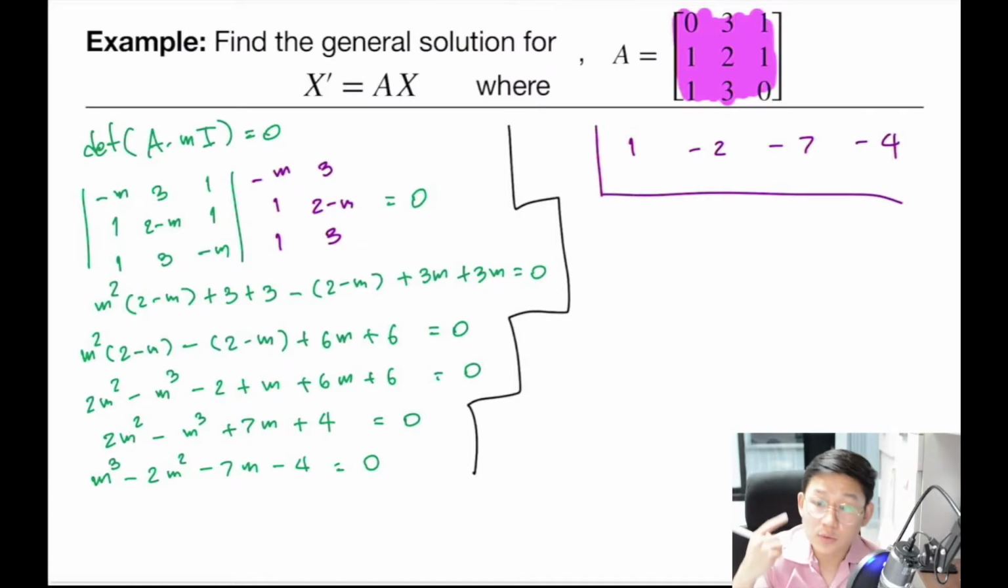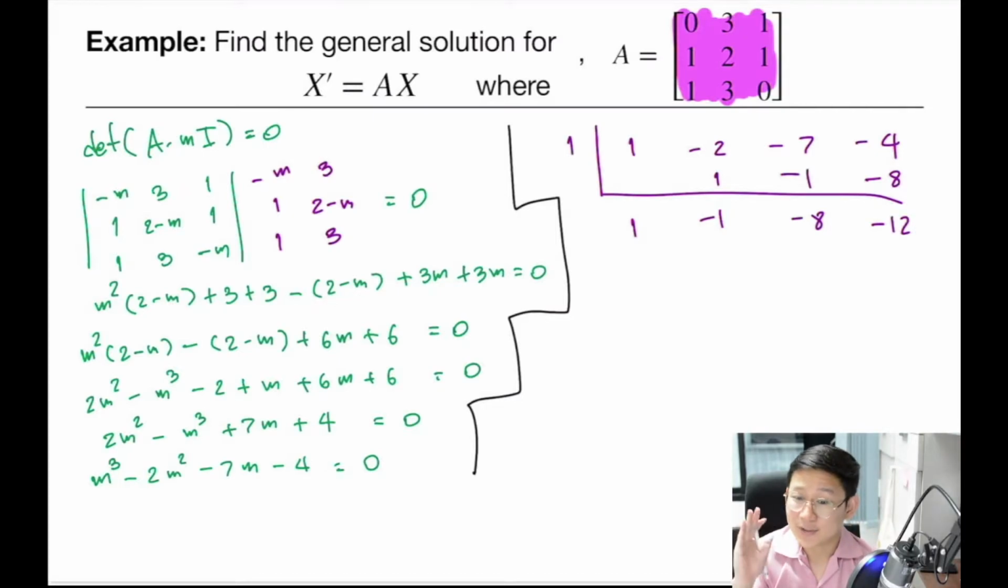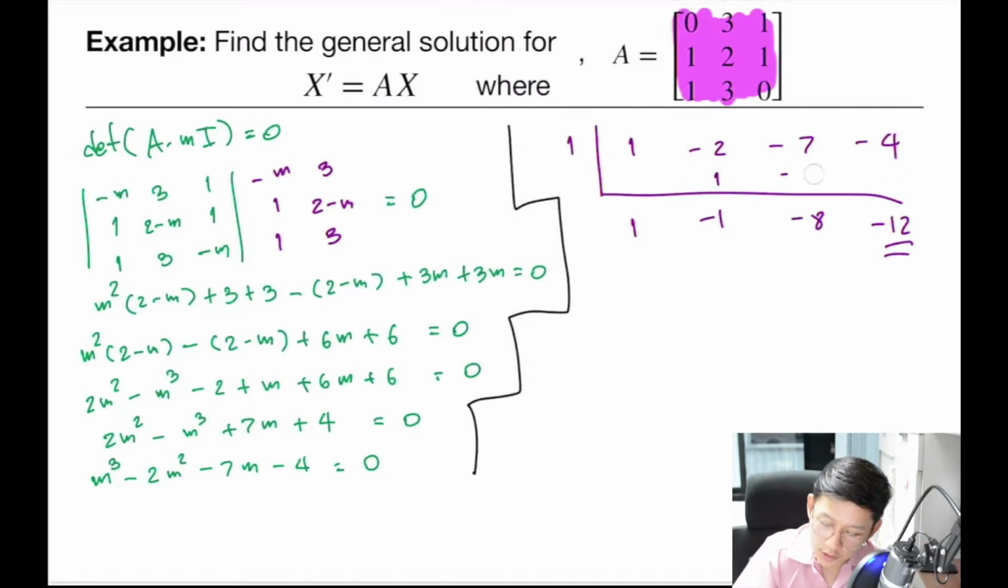And then you need to guess the number. If you don't know what to guess, just guess 1. So here that will be 1, right? This times this. This is 1. And then you sum minus 1 and 2, you get minus 1. And then you get minus 1 again, you get minus 8. Right, and then you get minus 12. That doesn't work. To make it work here, it needs to be 0. Okay, so that doesn't work.